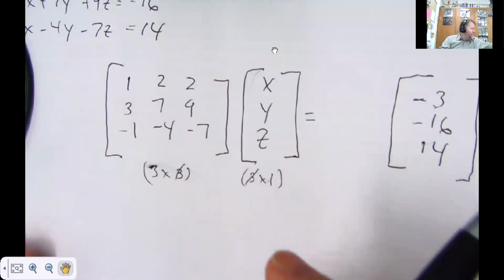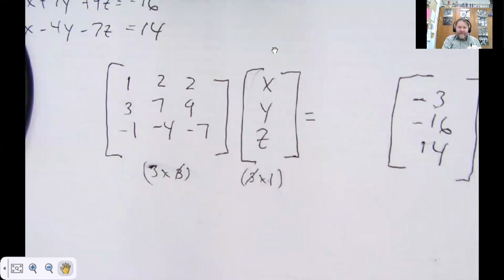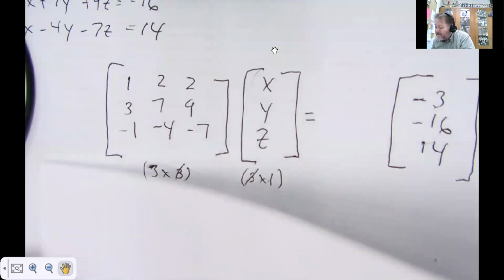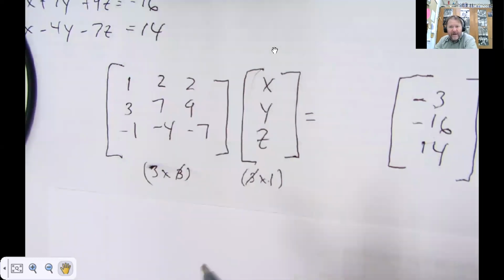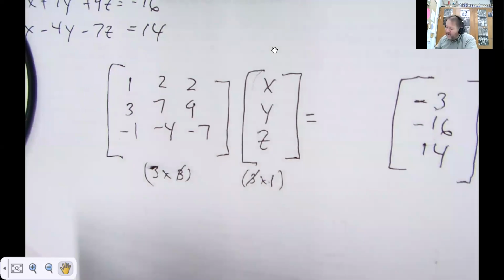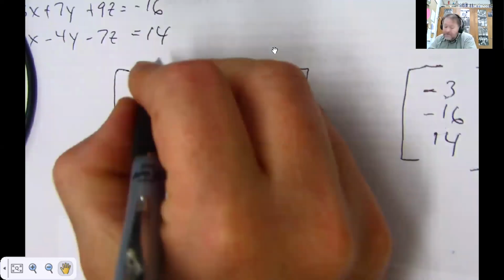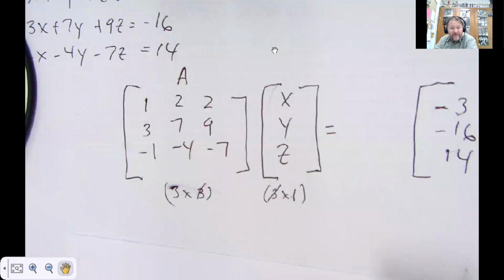Now, the next thing I'm going to do is find the inverse of this coefficients matrix, and we're going to use double augmentation. But even before I do that, let's call this matrix A, and we're going to try to find the inverse of this.